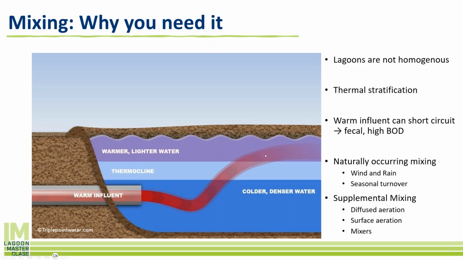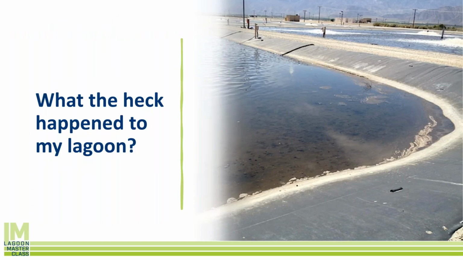And that means the water is moving faster in this layer, given the overall volume, and will beeline it or short circuit to the exit more quickly. This will result in influent water making it to the effluent, raising fecal counts, raising BOD. There is some mixing that occurs naturally in the lagoon system with wind and rain or seasonal turnover, but usually what we want to do is add some level of supplemental mixing with diffused aeration or surface aeration.